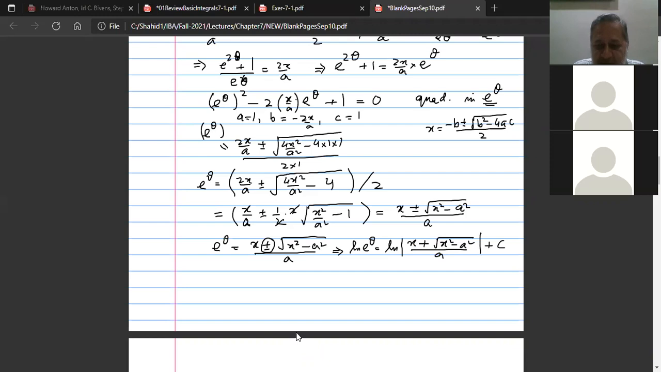Plus c. Log of e power theta becomes theta log e, and log e is 1, and our result is theta is ln mod of x plus under the root x square minus a square, plus c.